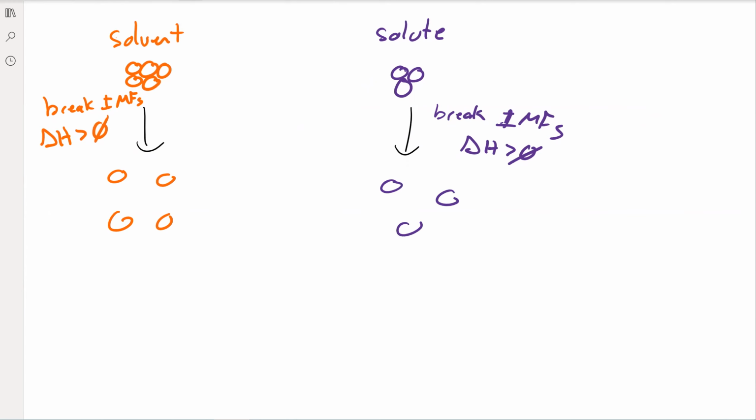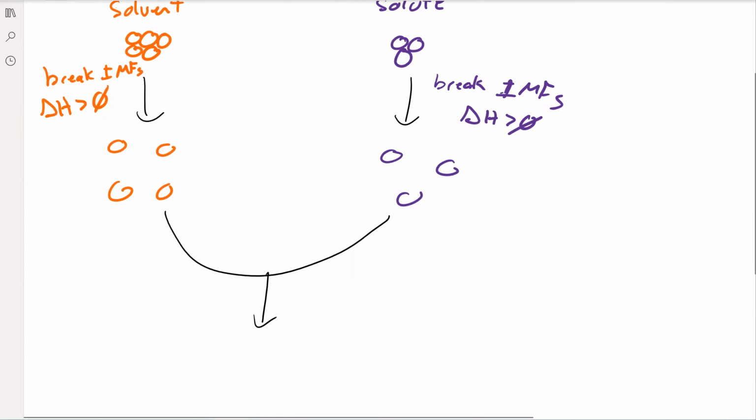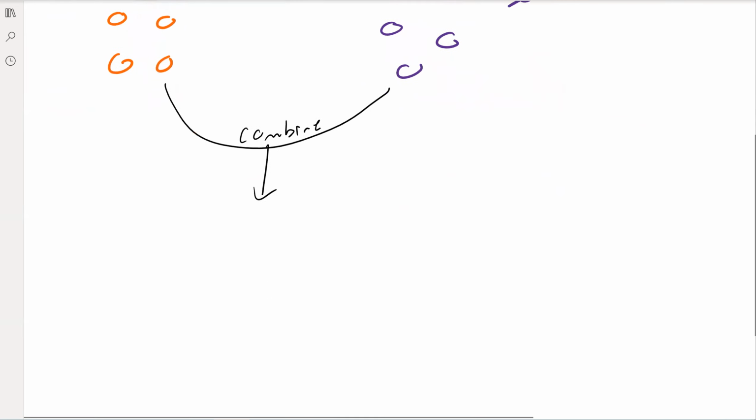Of course, this isn't how it really happens, but according to Hess's law, it doesn't really matter how it really happens as long as we're just looking at the overall system. And then when we combine the two, we can form some new intermolecular forces, right? Now we're going to form these solute-solvent intermolecular forces.